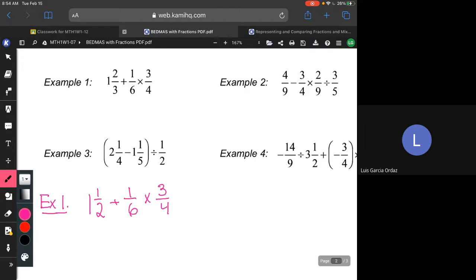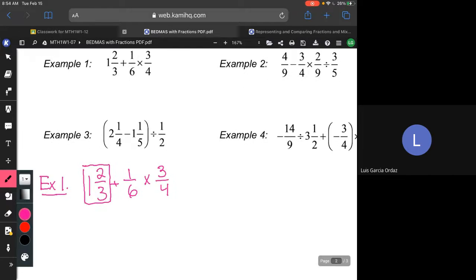So what is the first thing that I need to do? Make the mixed number into an improper fraction. Can someone tell me what that improper fraction will be? Basil? 5 over 3. Yep, 5 over 3 plus 1 over 6 times 3 over 4.